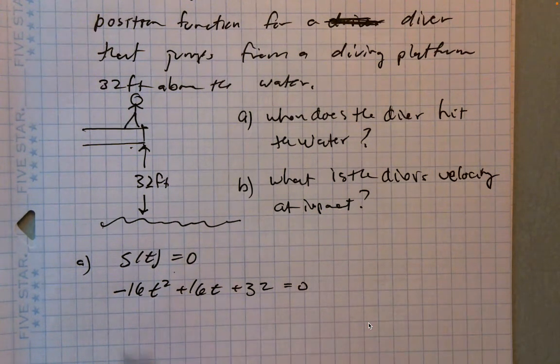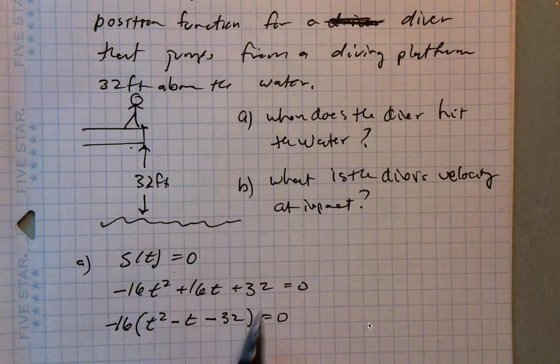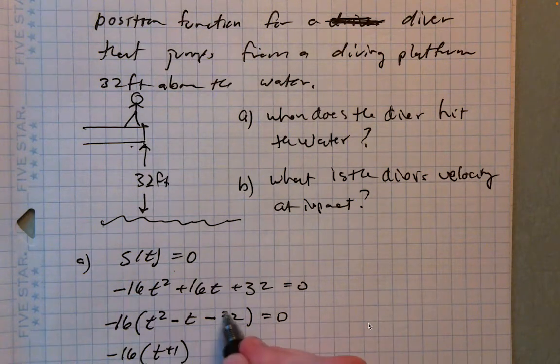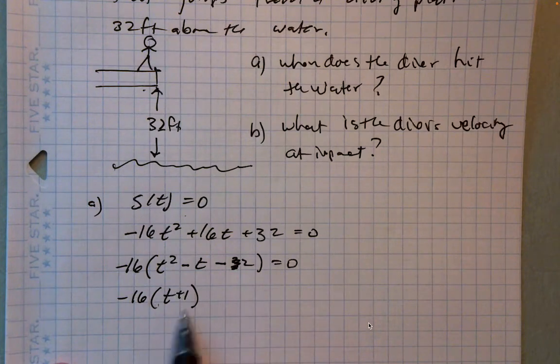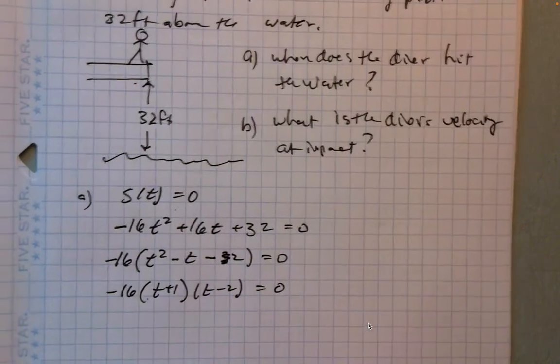So let's see what we see here. We can factor out the 16. All right, so if I factor a negative 16 out, I get t squared minus t minus 32 is 0. And a little bit of work off to the side, you'll be able to see that t squared minus t minus 32 can be factored into t plus 1. Oh, I'm sorry, this should be a 2, minus 2, okay, not 32. So you can factor this into t plus 1 and t minus 2. Okay, so what does that mean?